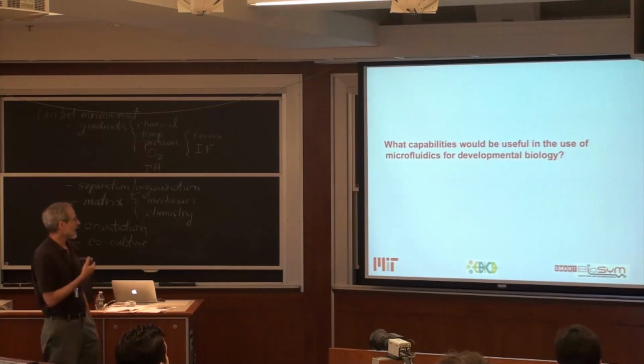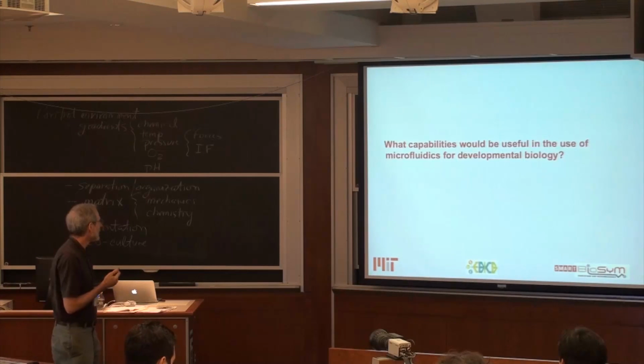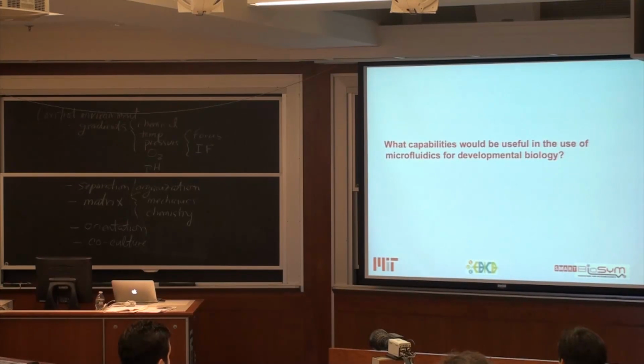So in view of that, what capabilities would be useful in the use of microfluidics for developmental biology? Well, it's pretty much the same kinds of things that we were talking about here. What capabilities would you like? Well, you'd like to be able to generate gradients, all of these types of gradients, generate flows, control the forces on the cells, separate the cells, organize them in certain ways, use different matrices. All these things still apply.